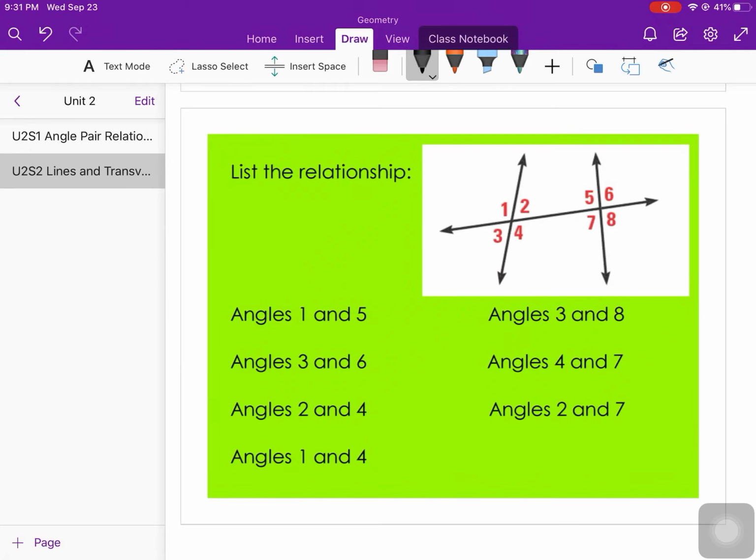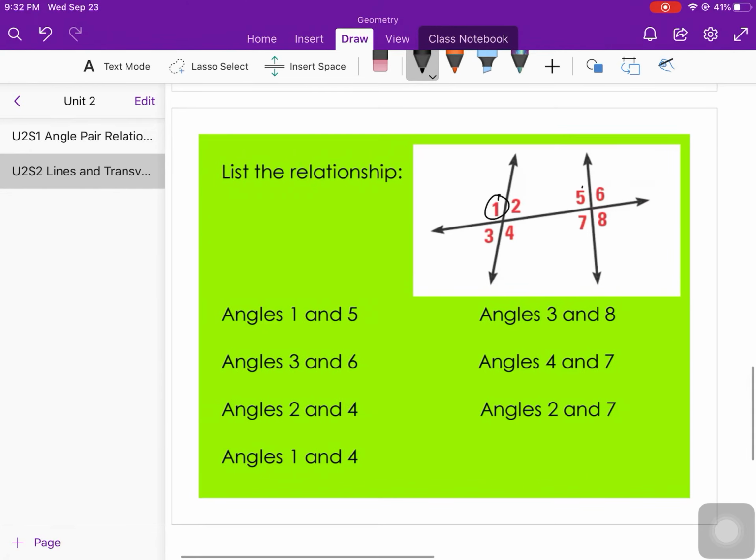So we have 1 and 5. 1's right here, 5 is right here. If this is one cluster and this is another cluster, then we are talking about one of the pairs that we just learned. This is in the top left corner, and this one is also in the top left corner. So this is corresponding angles. I'm going to write it right below here.